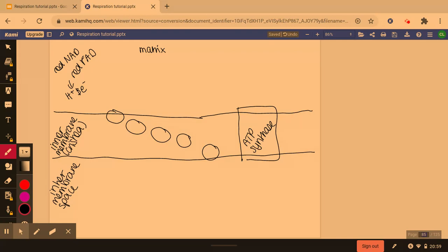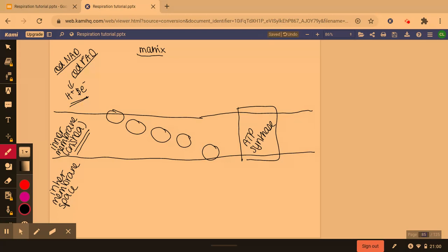So over here we have reduced NAD and reduced FAD that have been produced either in glycolysis, the link reaction, or the Krebs cycle. And they are currently in the matrix of the mitochondria. Now they arrive at my inner membrane, which is my folded inner membrane, basically my cristae, and my reduced NAD and my reduced FAD will dissociate to give off my H plus ions and my electrons.